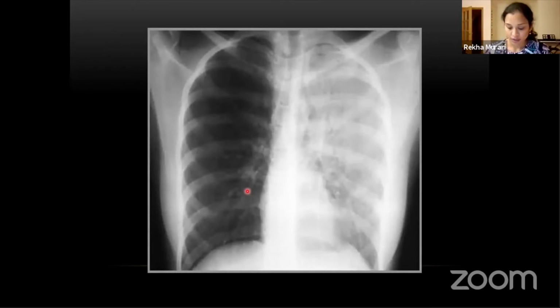So this is our first x-ray. I'm just going to give 30 seconds to 1 minute and then talk about it.